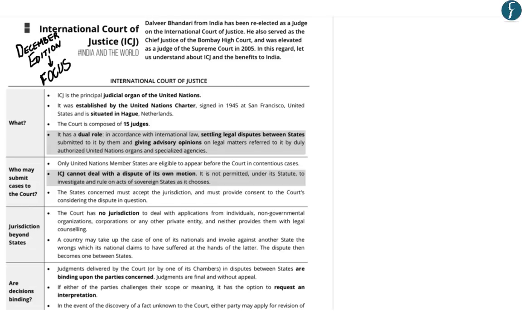And this Focus article was referenced to the election of Dalveer Bhandari as a judge on the International Court of Justice. Now the International Court of Justice is the principal judicial organ of the United Nations, and the ICJ has a dual role. Now the first role is to settle legal disputes between states that are submitted to the International Court of Justice. And the second function that it performs is giving advisory opinions on legal matters referred to it by authorized United Nations organs and specialized agencies.